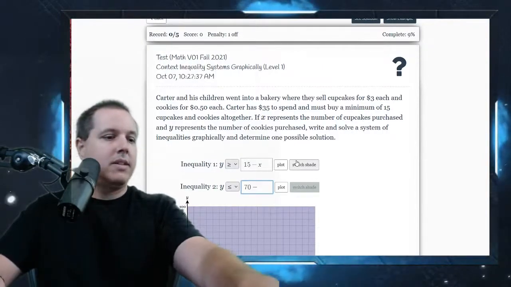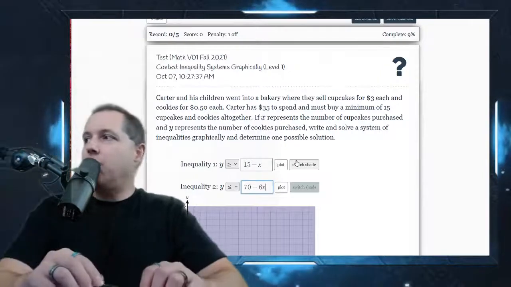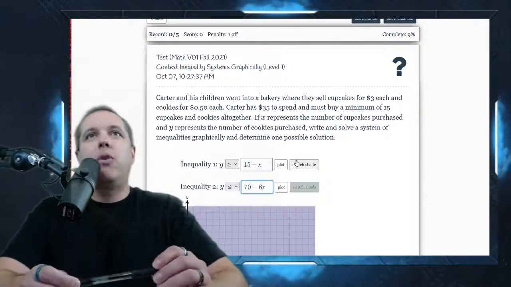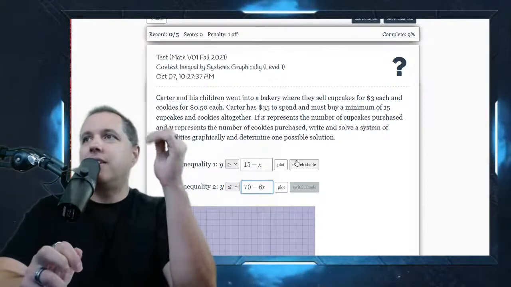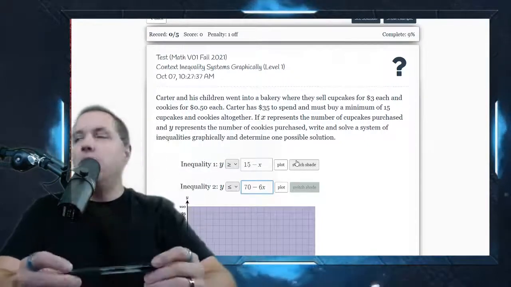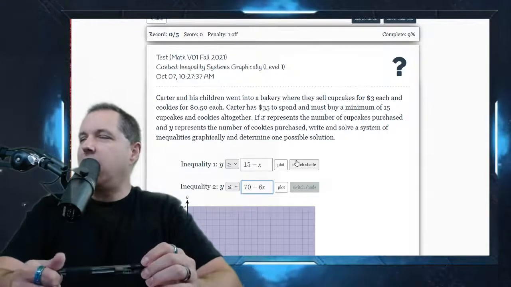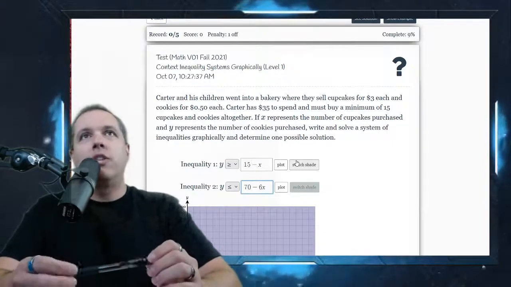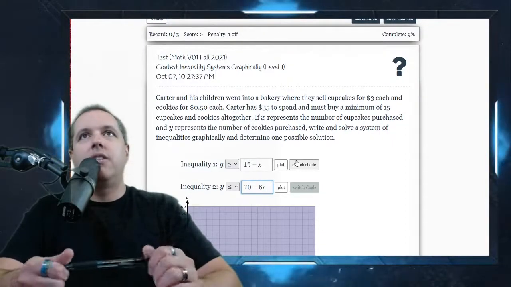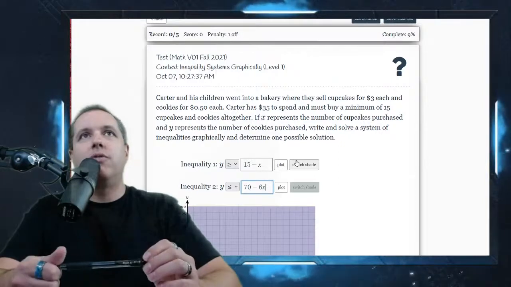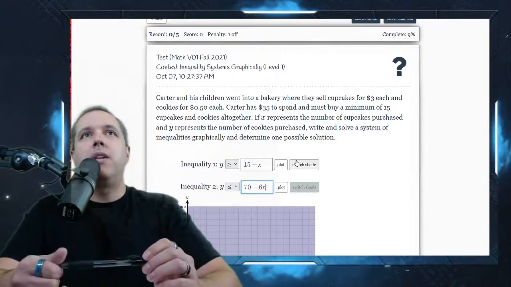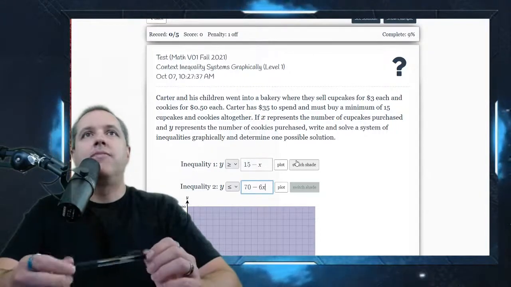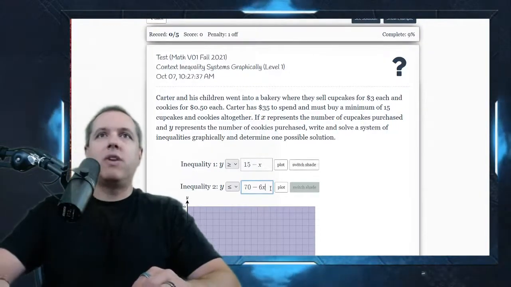70 minus 6x. Now I'm going to go back and read the problem because it's really easy to forget what was said. So we want to make sure that it doesn't say less than when we're assuming it says less than or equal to. So let me just reread the problem and make sure the way I was thinking about it is right. Carter and his children went into a bakery where they sell cupcakes for $3 each and cookies for $15. Carter has $35 to spend and must buy a minimum of 15 cookies. Yeah, okay, that all seems right.